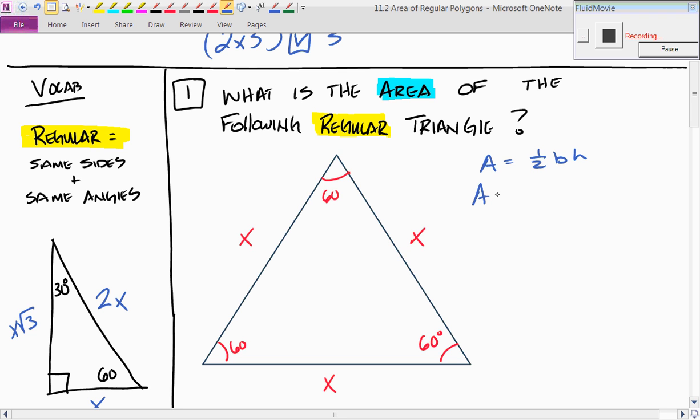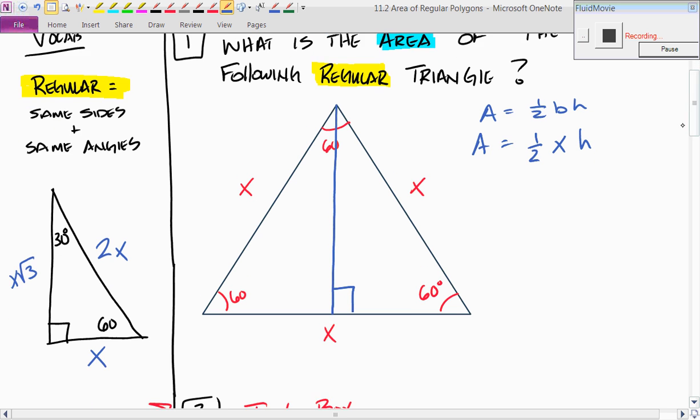So we now know the area is going to be 1/2. What's the base in my triangle? X, right? Times the height. The height is the thing that I don't know, right? So what I'm going to do is I'm going to create a height. So I'm going to draw an altitude straight down and create a right triangle here. Everybody with me on that part? Okay, good. Now, what is this new angle I have?